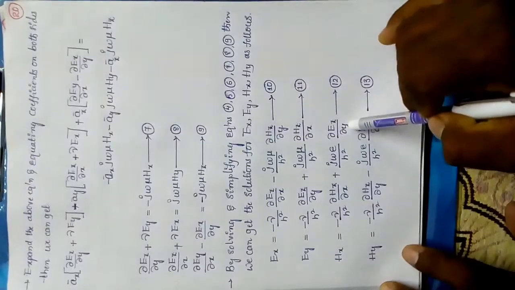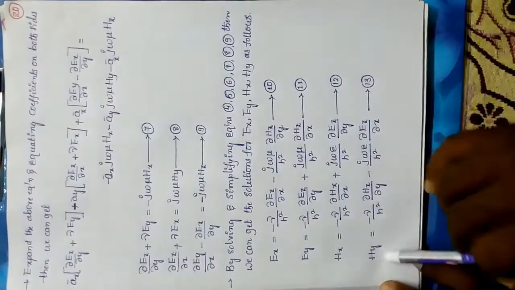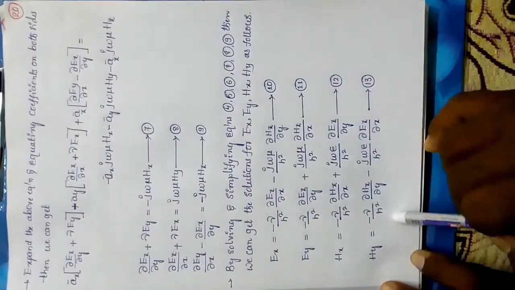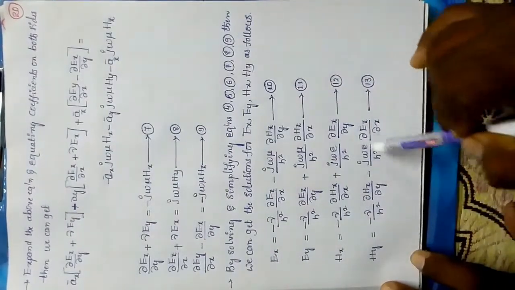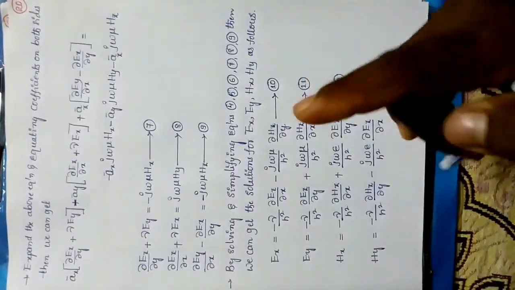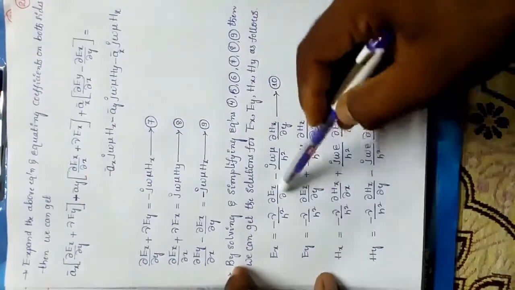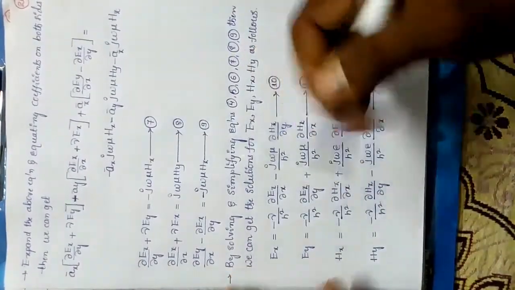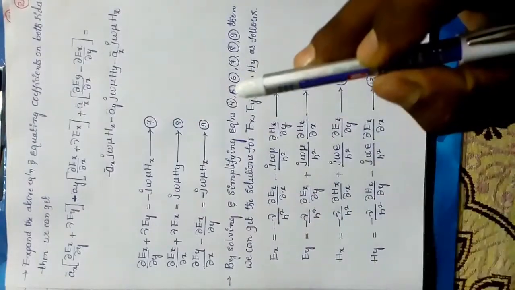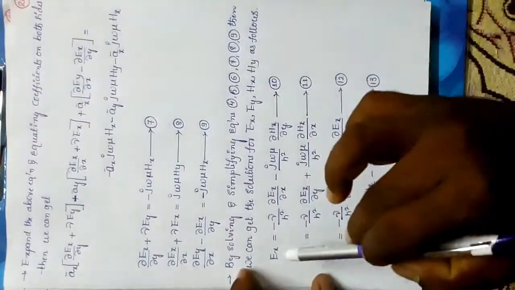dou Ez by dou y, and this is the expression for Hx, and finally you write the expression for Hy: minus gamma by h square into dou Hz by dou y minus j omega epsilon by h square into dou Ez by dou x. So these four expressions are very, very important in our first unit. In every topic these terms occur, so you directly write the expression for Ex, and it comes from here only.